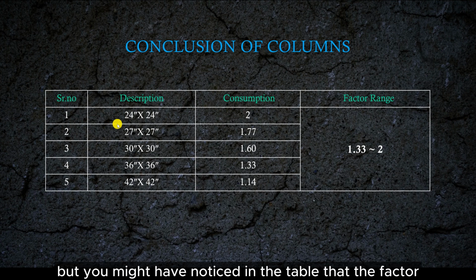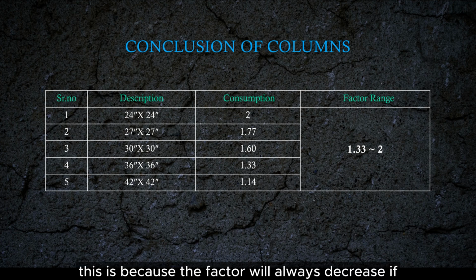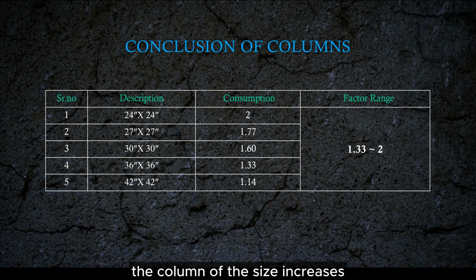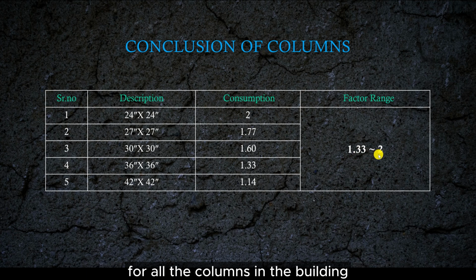But you might have noticed in the table that the factor calculated from different sizes of column is not the same. This is because the factor will always decrease if the size of the column increases. So that's why the factor is not the same for all columns. By keeping that concept in mind, you will use a factor within the range of 1.33 to 2 for all the columns in the building.